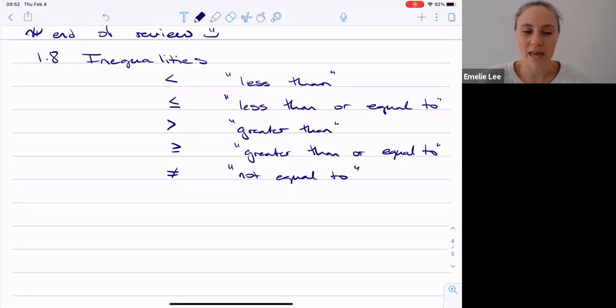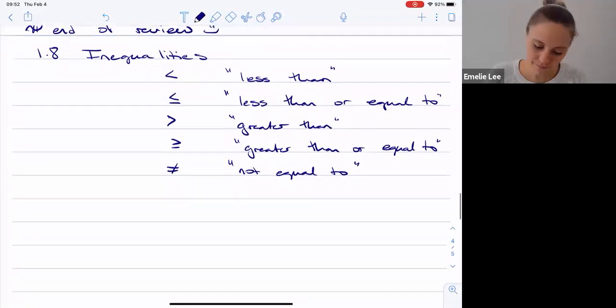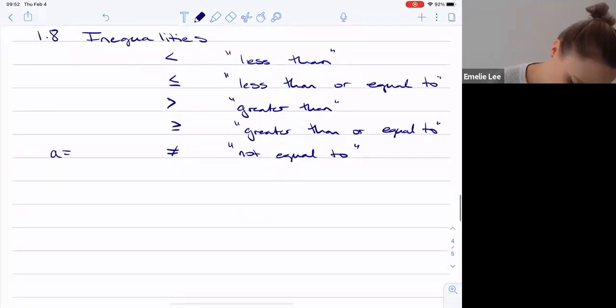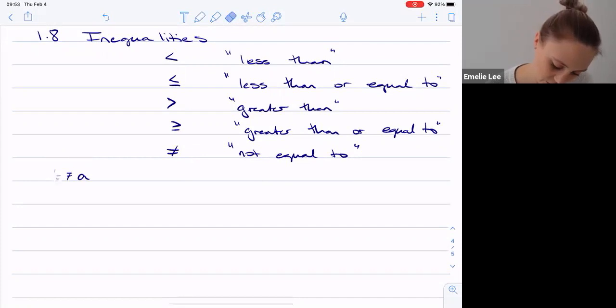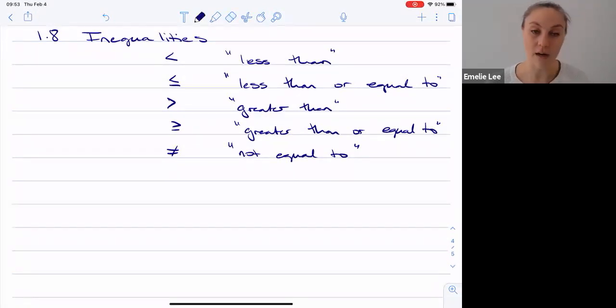In terms of the behavior that we're about to talk about, the not equal to sign follows that behavior, but because both sides of that thing are the same, if I say A is not equal to B, that's the same as saying B is not equal to A. So it doesn't matter which side the values are on. It's always just going to be not equal to, but the rules still apply.